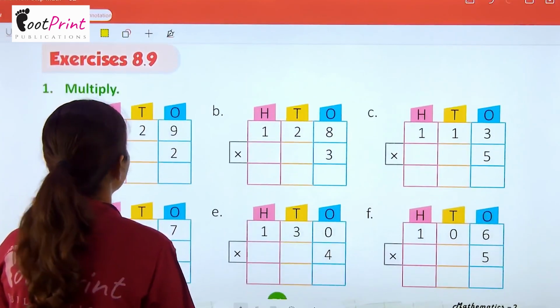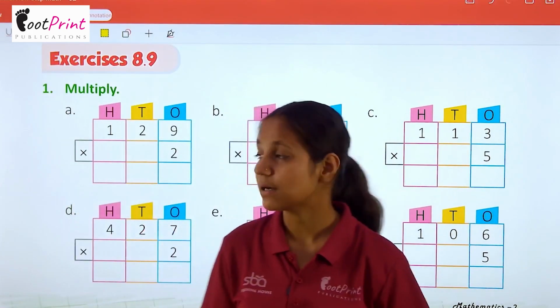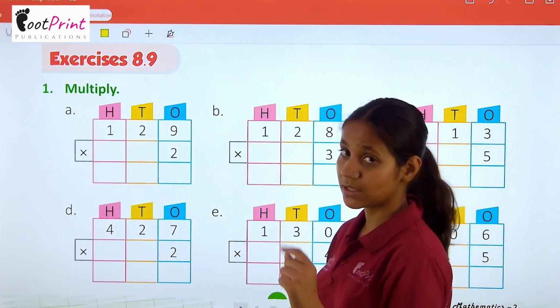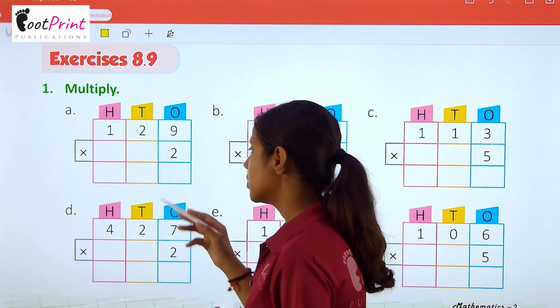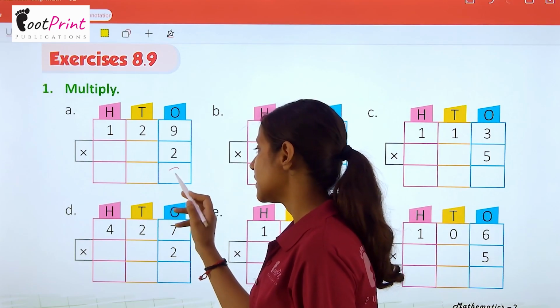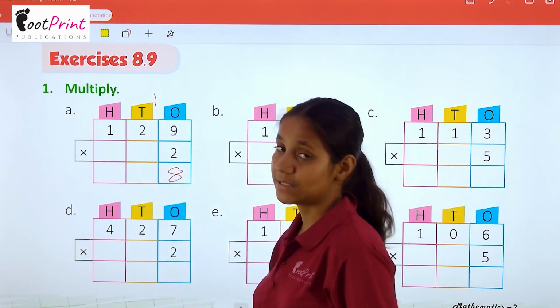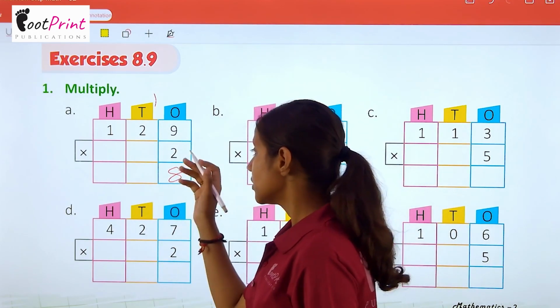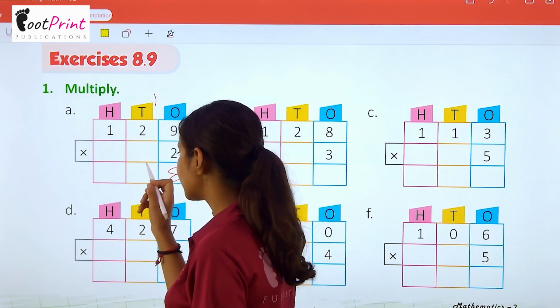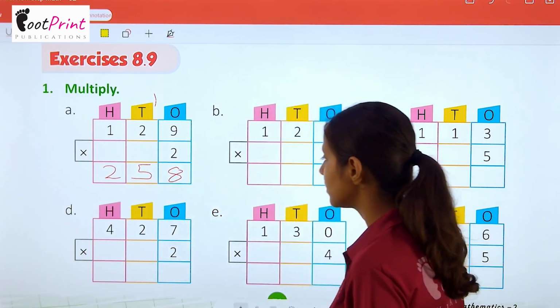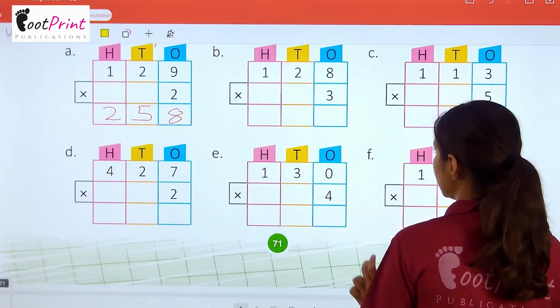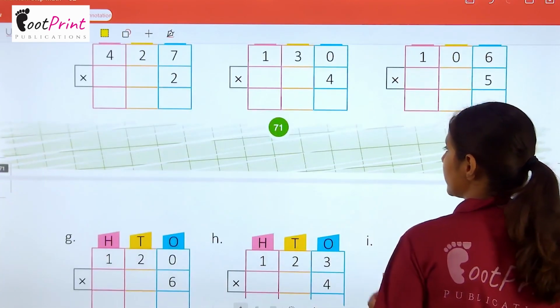Now we have exercise 8.9. So we have to do the same as I did in the example. So 129 multiplied by 2. So 2 multiplied by 9 is 18. 1 is written here at the tens place as a carry over. Now 2 2s are 4. 4 plus 1 is 5. And 2 1s are 2. So the answer is 258. Similarly, the rest of the part you have to do on your own.